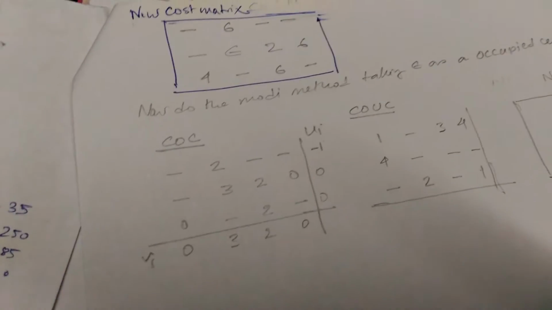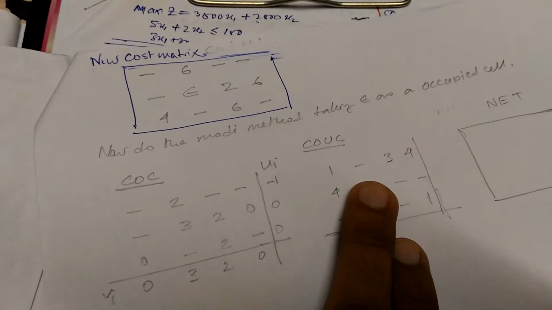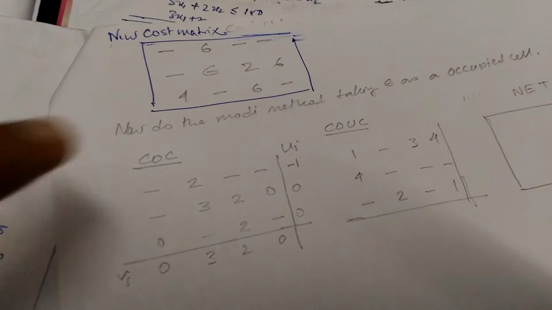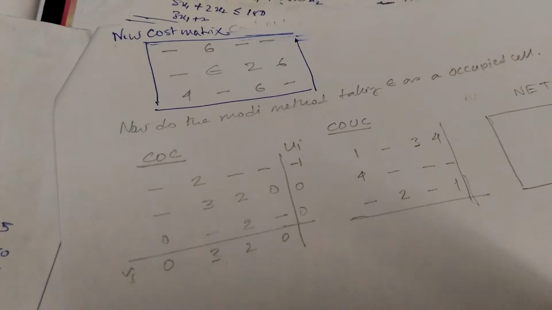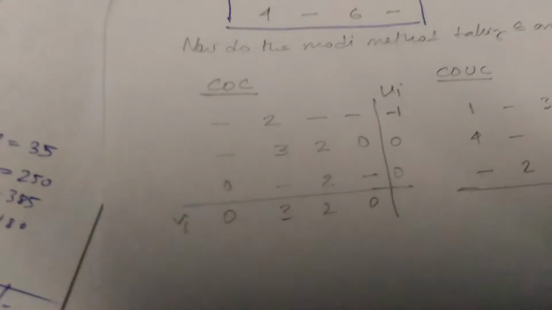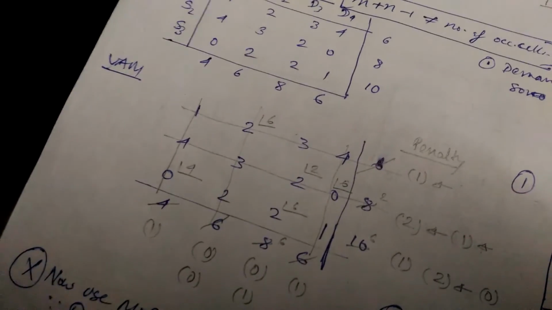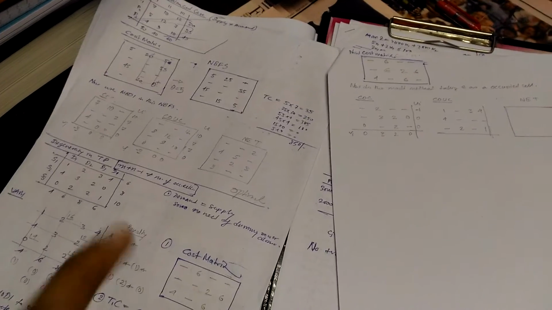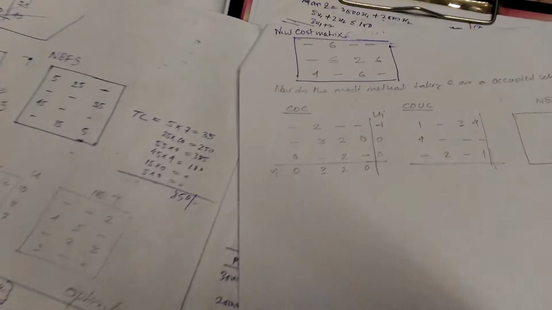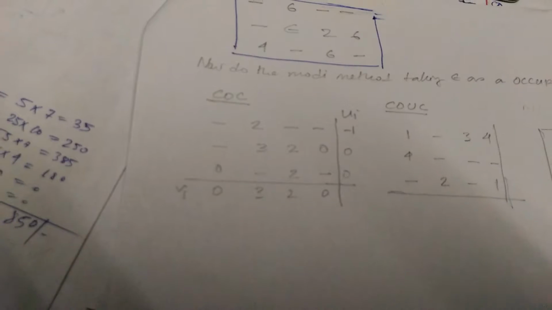So in the case of Modi method, again cost of occupied cell, cost of unoccupied cell. In case of cost of occupied cell, we have to calculate the values in the main table corresponding to this cost matrix. So corresponding to 6 we have 2, so I have written here 2, then corresponding to epsilon we have 3, so I have written here 3. In this way I have taken the corresponding values from this table. We have written the cost of occupied cell. Now in the cost of occupied cell we will find values of vj and ui.